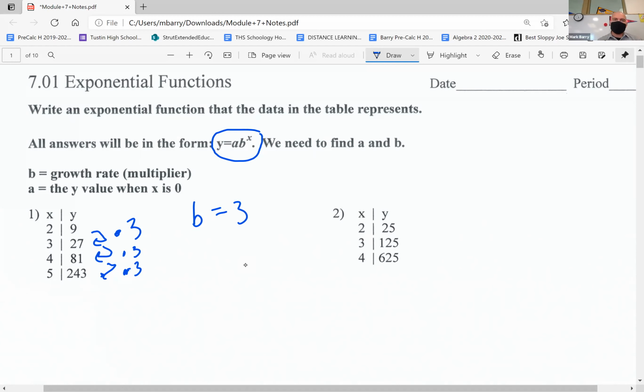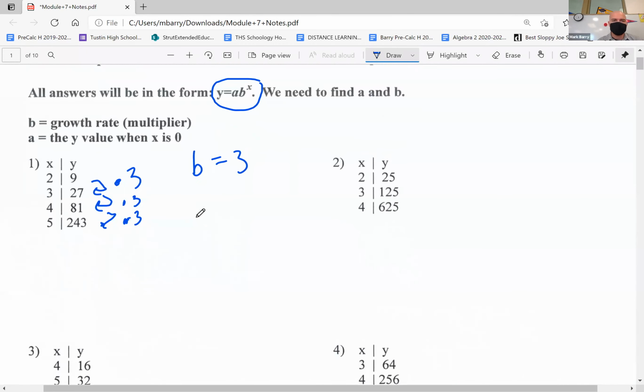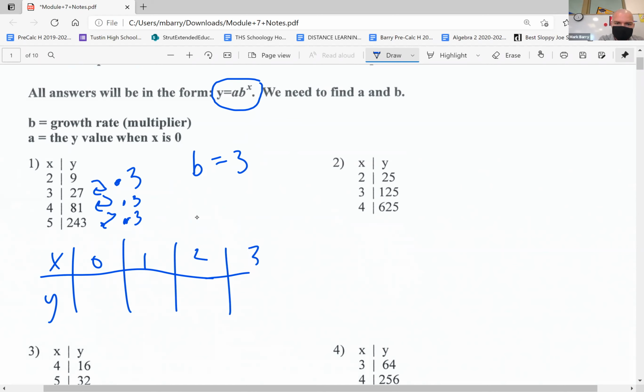Now, a is the y value when x is 0. And so it doesn't tell me what the y value is when x is 0 here, correct? So what I have to kind of do then is, how would I show this? I would kind of show it like this. I'm going to make the x y table kind of like this. So I'm just going to kind of flip this table, okay? And I'm also going to put 0 and 1 there.